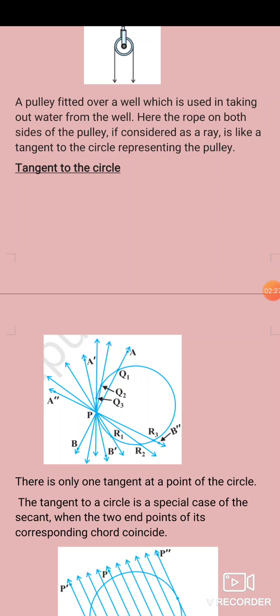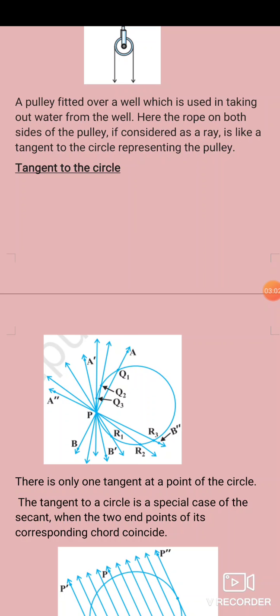So listen carefully. What do you mean by a tangent to the circle? If a line touches the circle at a fixed point, then that line is called a tangent to the circle. There is only one tangent at a point of the circle. The tangent to the circle is a special case of a secant of the circle. When the two endpoints of the secant coincide with each other, then that secant becomes a tangent.